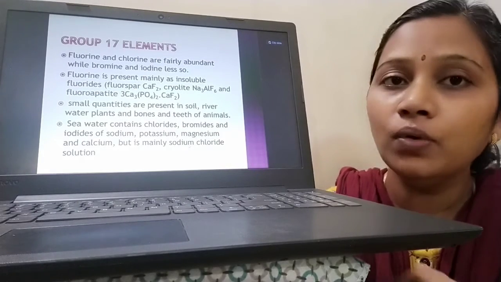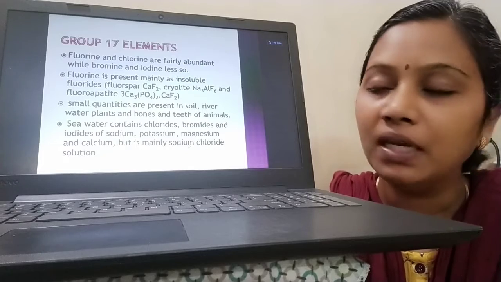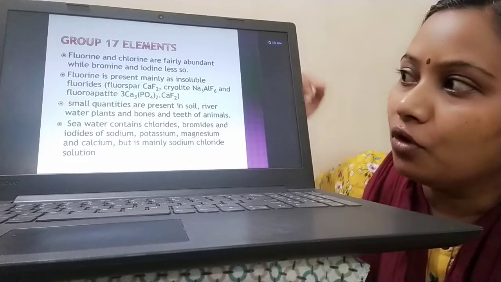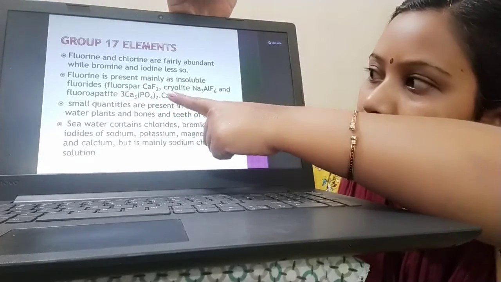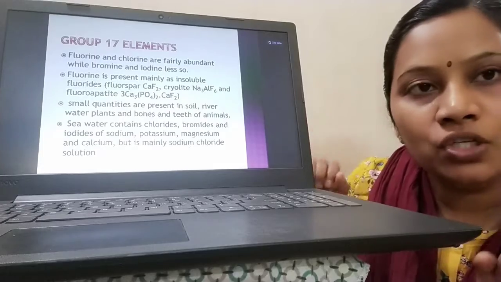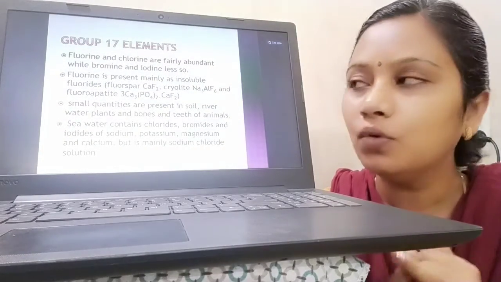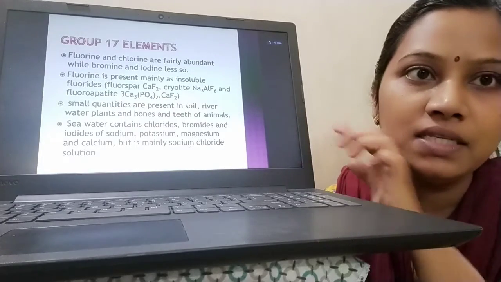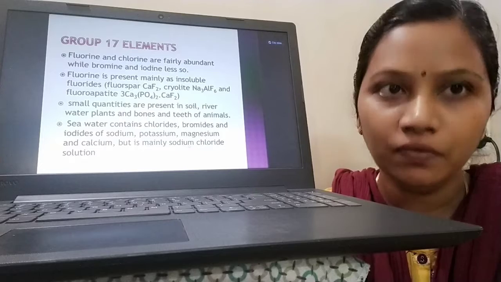Then how is fluorine present? Its occurrence is in many forms, that is it can occur in the form of insoluble fluorides like fluorospar, cryolite and fluorapatite. So these are the three forms by which fluorine occurs. What are the three forms? Fluorospar, fluorapatite and cryolite. These are the three forms by which fluorine exists in insoluble form.